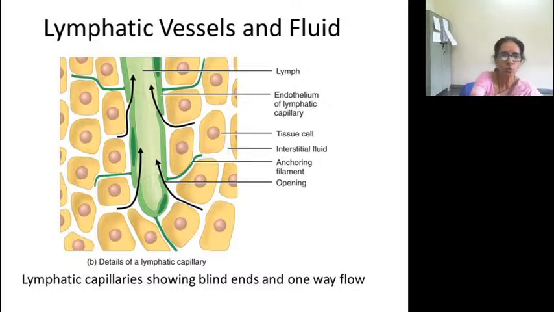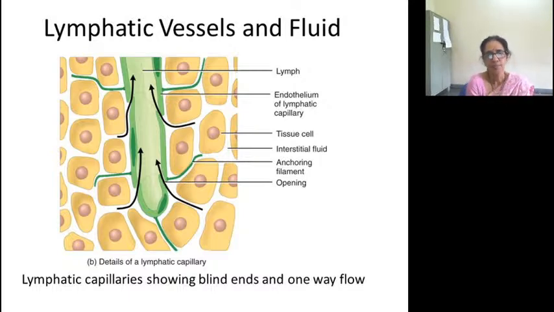So once the tissue spaces are filled up with excess fluid, what will it do? The anchoring filaments, here in the diagram you can see anchoring filaments, are pulled up and the fluid enters into the interior of the vessel. When the interstitial fluid pressure is more than your lymphatic vessel pressure, the fluid enters inside. And once the pressure in the lymphatic vessel increases above that of your interstitial fluid pressure, then these endothelial cells close. So once it is closed, the fluid can't come out of the lymphatic capillaries into the interstitial spaces. Once the fluid is inside, it can't come out.